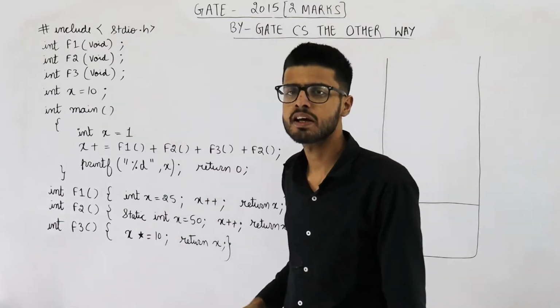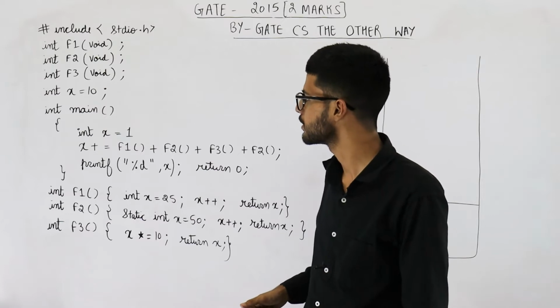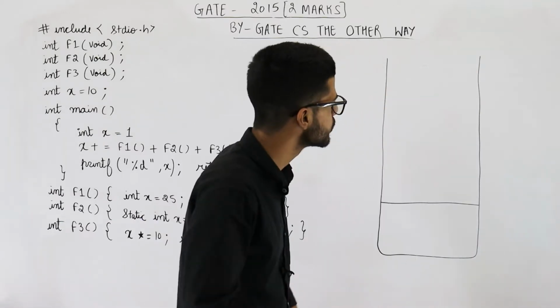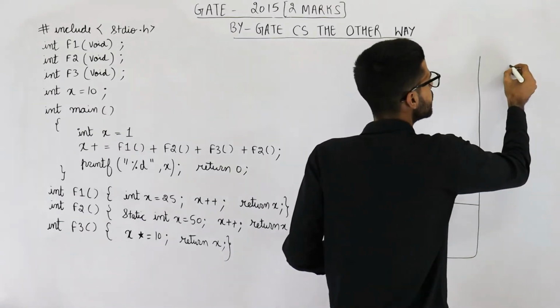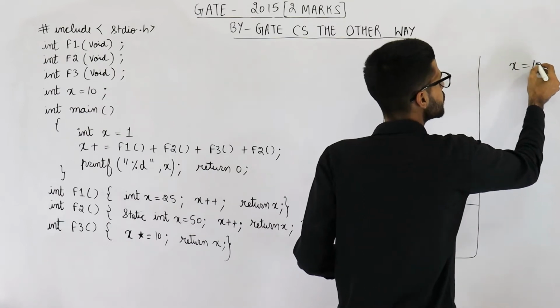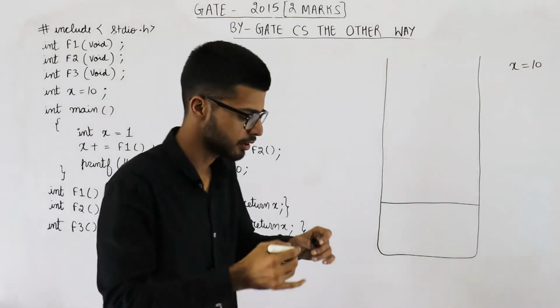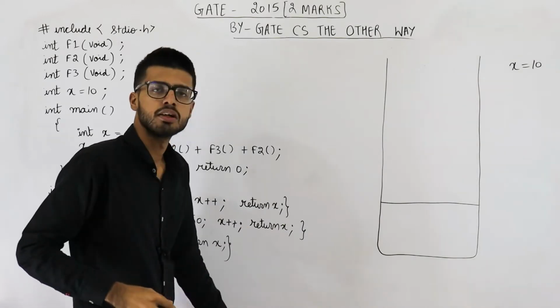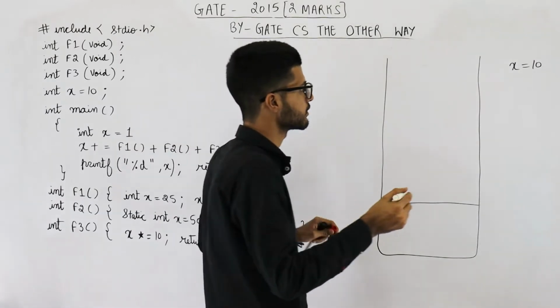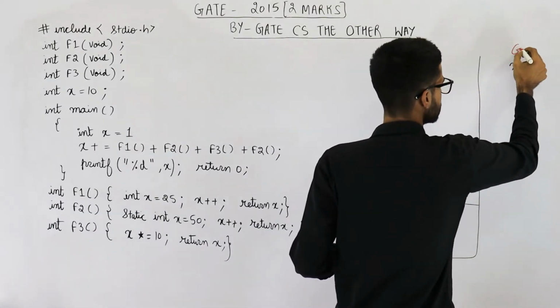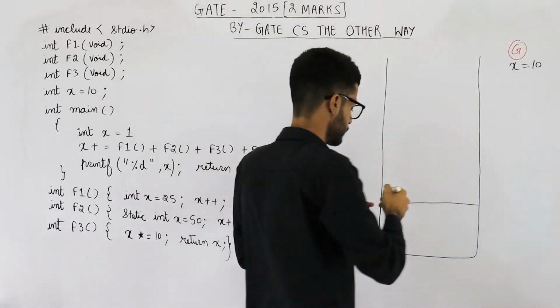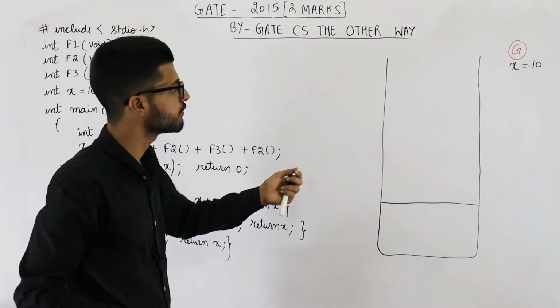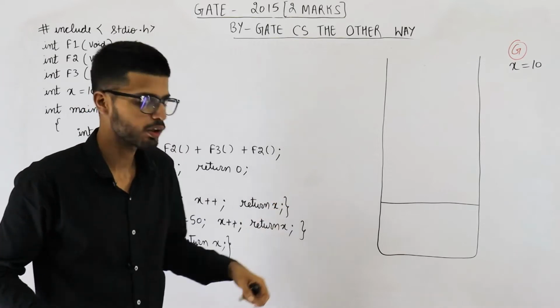After this, we have declared a global variable that is named x and its value is 10. So global variables, they will be declared in data section. Suppose this is the data section. So in this part, you have declared a variable called x. I am writing g here just to signify that x is a global variable.